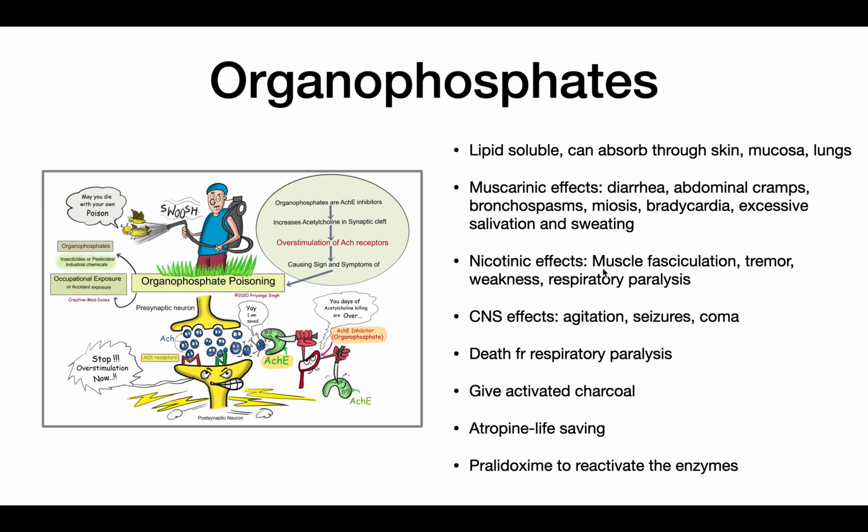Nicotinic affects the muscle: fasciculations, tremors, weakness, and paralysis. We got to be very careful for that. In the CNS, there's going to be agitation, seizures, and coma. And ultimately, death comes from the respiratory paralysis. So how do we treat this? We give them the activated charcoal, and you give them atropine to really treat. Pralidoxime is going to be used after giving atropine, having that work to reactivate the enzymes.